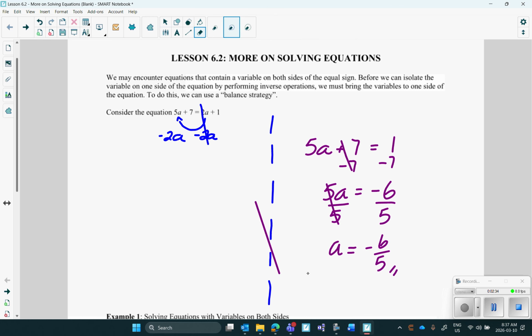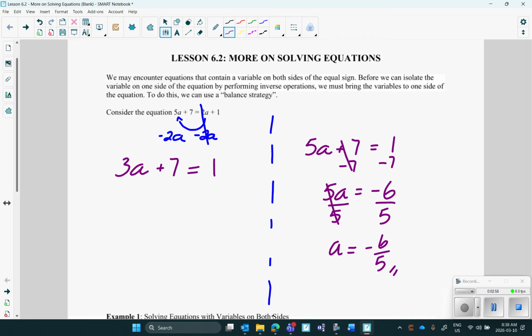And on the left side of the equation, well, what's 5A subtract 2A? 3A. What else is still there? What else is still on the left side? Plus 7. And what's the only thing on the right side now? Plus 1.